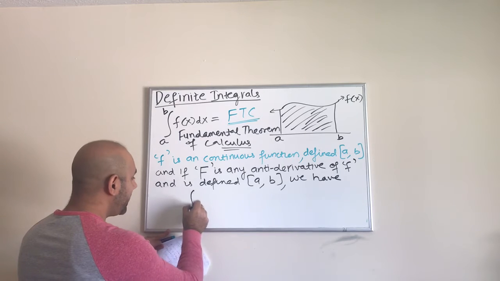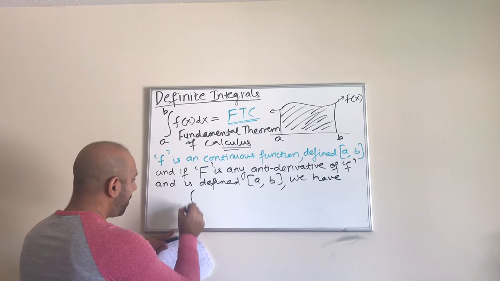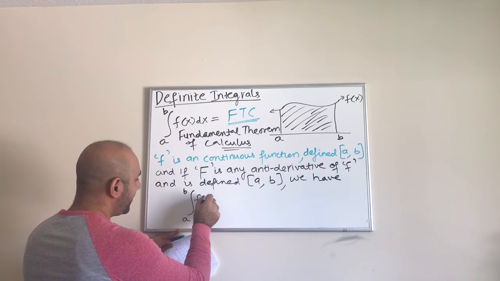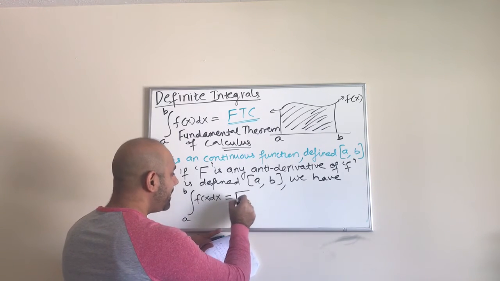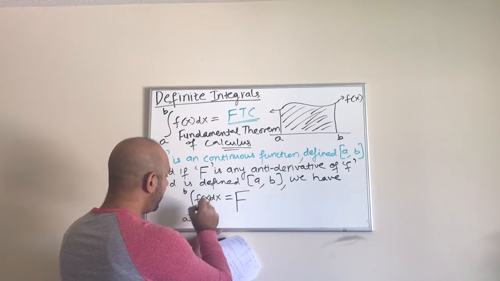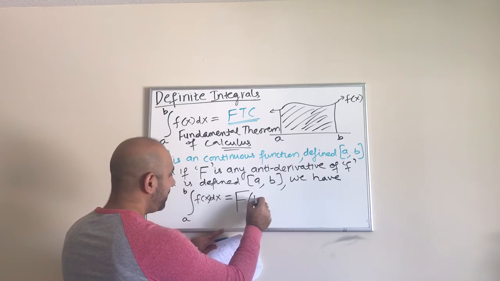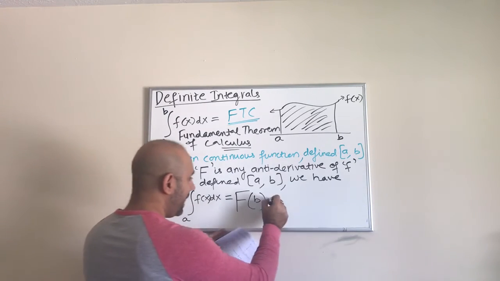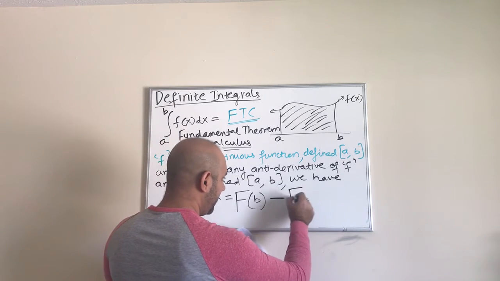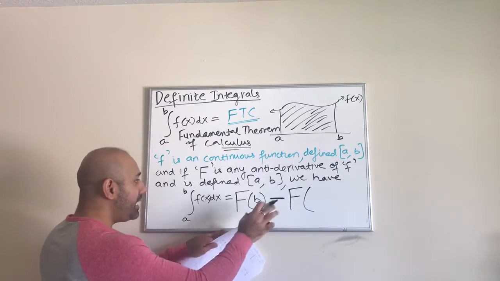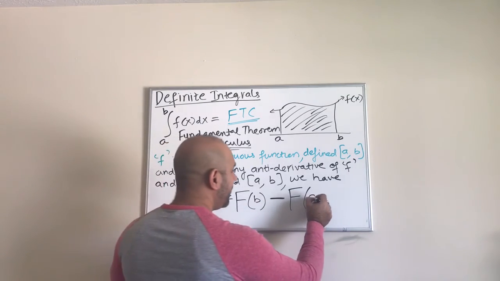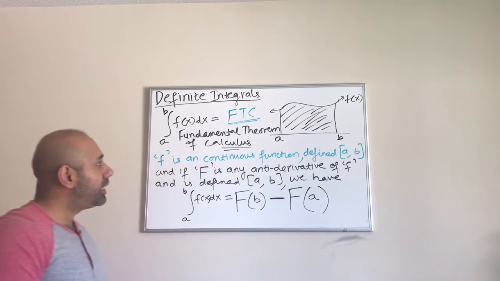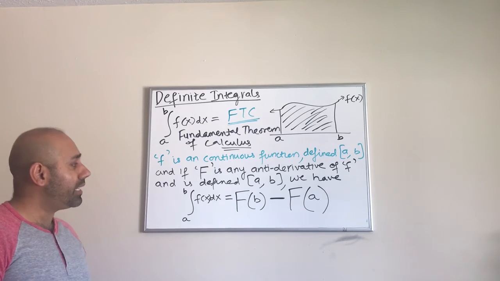It says that to evaluate a definite integral from a to b of f of x dx, that is equivalent to evaluating the antiderivative of this function f of x at the upper limit, which is b in this case, minus the antiderivative of this function f of x at the lower limit. That is what the fundamental theorem of calculus actually tells us.